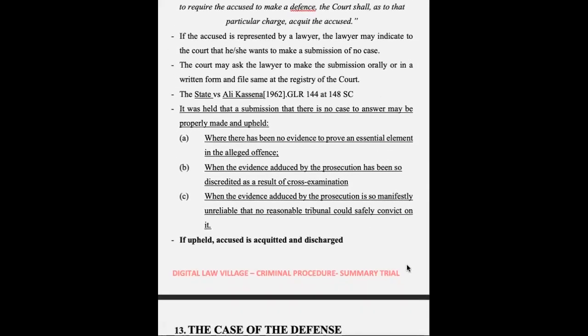If the accused is represented by a lawyer, the lawyer may indicate to the court that he wants to make a submission of no case. The court may then ask the lawyer to make the submission orally or in written form and file same at the registry of the court.